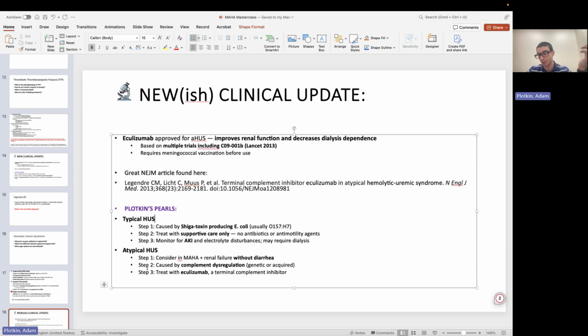For Step 2 land, they might ask you more about the mechanism. They could ask that in Step 1 too, but it's caused by complement dysregulation. And Step 3, they might ask you about this unique treatment, eculizumab, a complement inhibitor.